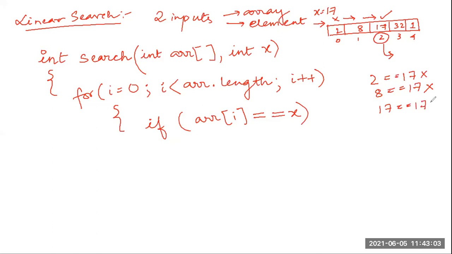17 is equal to 17. Yes. So this is an equality operator. It is not similar to the assignment operator. If I would have used that, whenever I have one location, it will save this value in this location. So this will be changed to 17, this will be changed to 17, this will be changed to 17. So this is the assignment operator and this is the equal to operator.